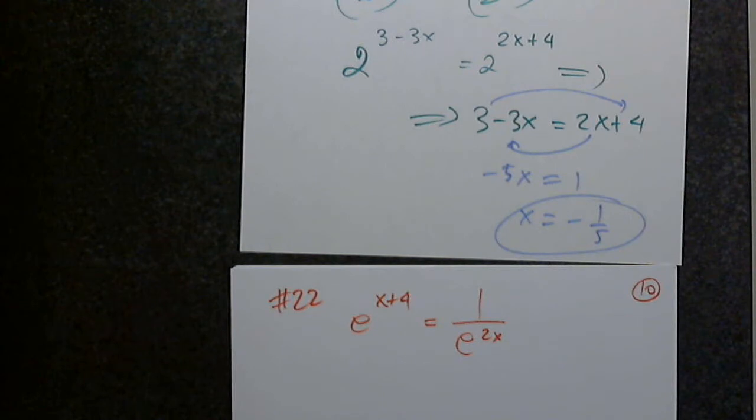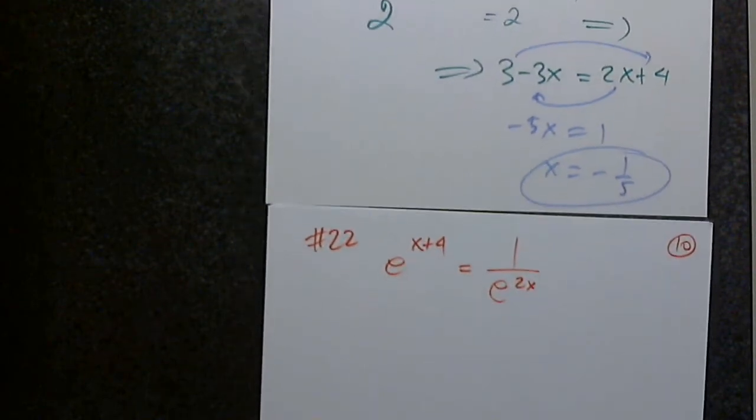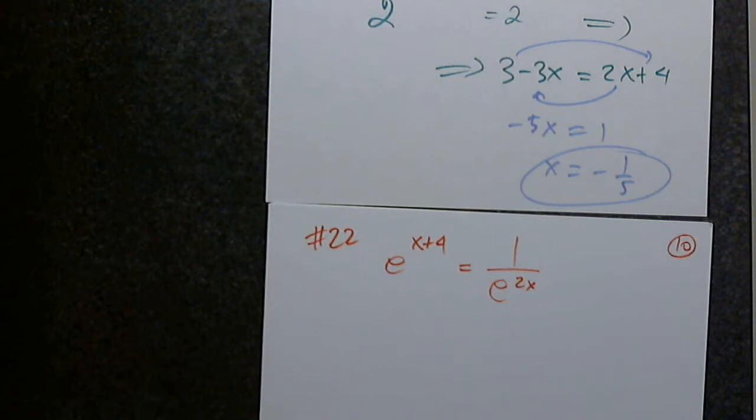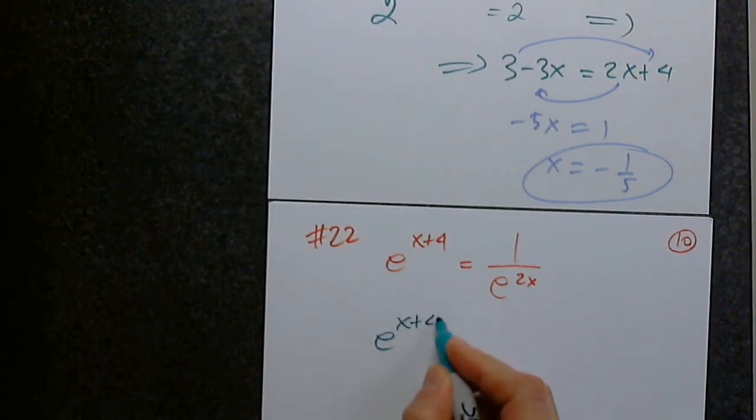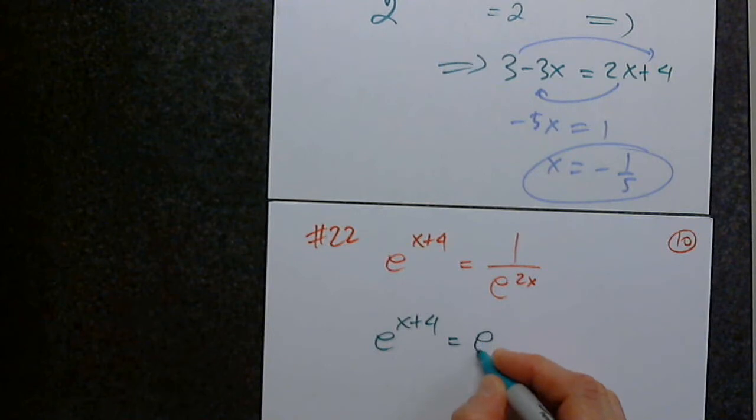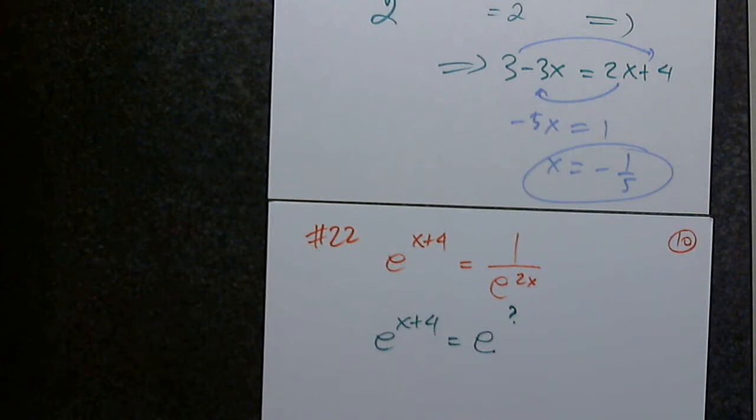Remember what my hope is. My hope is that I present both sides with the same base. The left-hand side is very clear. But can I present the right-hand side as e to a power? And then I'm back to the very simple situation. Is there any way I can rewrite 1 over e to the 2x as e to some power?